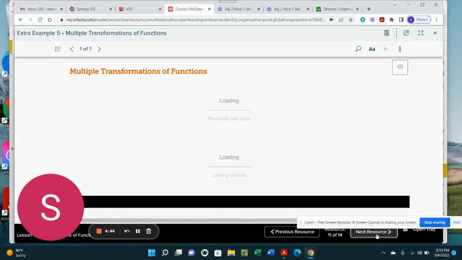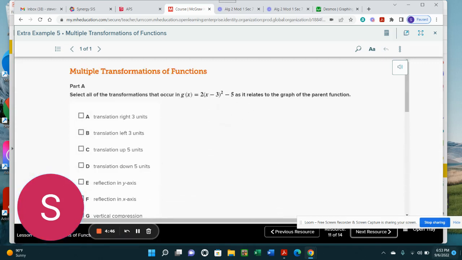Now we're going to actually do some problems and see what happens as we do it. So what does this one do? This one for sure goes down 5. So it's going to translate down 5. Okay, so it's going to go down 5 units.